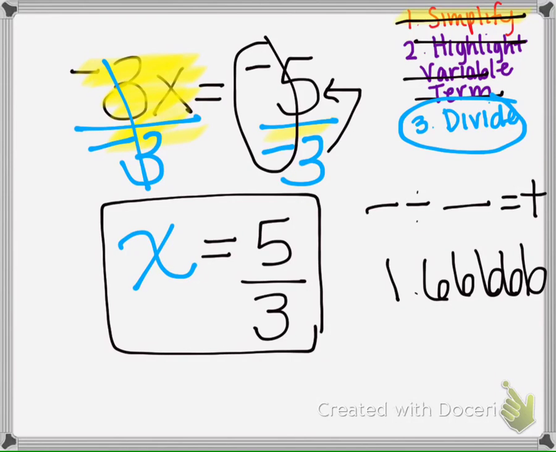1.66666. The 6 doesn't end. So we never want to estimate. We always want exact answers unless the problem tells us to estimate. So we're going to leave it as 5/3. You could also leave it as 1 2/3.